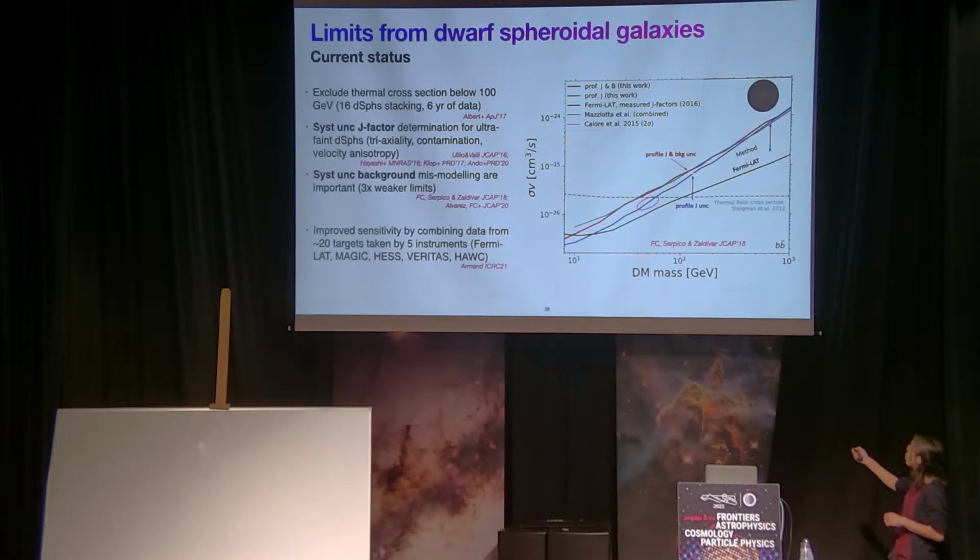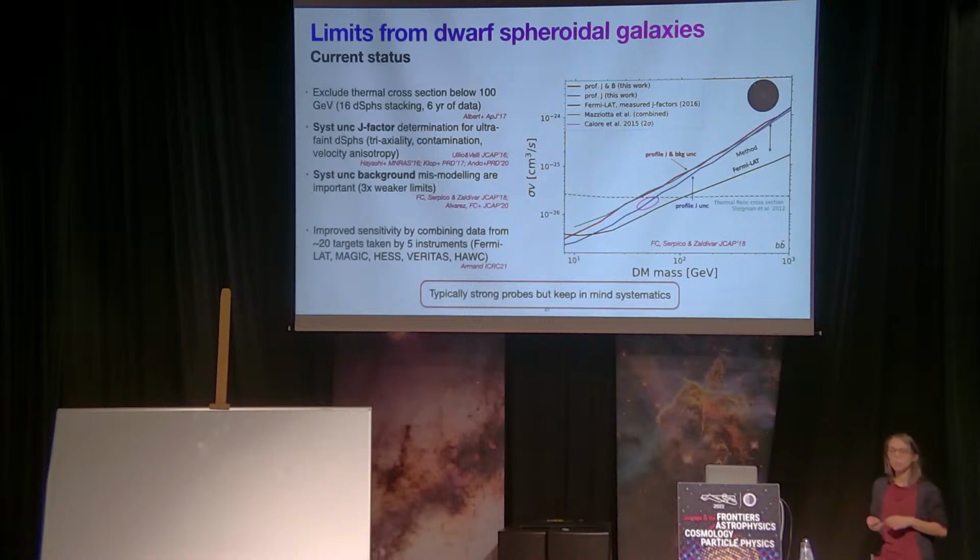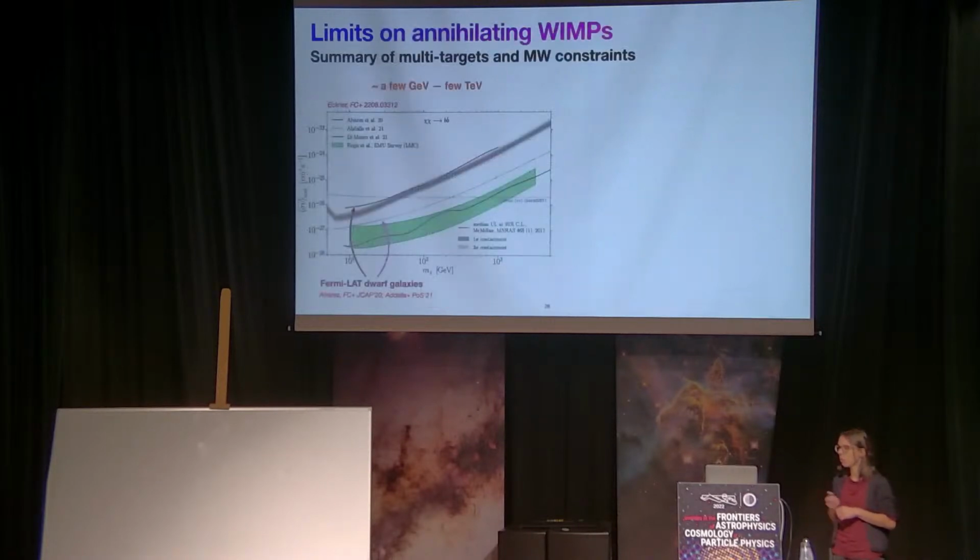In the mass plane, more or less, dwarf spheroidal galaxies can exclude the standard vanilla thermal dark matter model up to 100 GeV. However, there are systematic uncertainties that can weaken the limits by a factor of 2 to 3, depending on the uncertainties on the J factor, which is especially important for ultrafaint dwarfs, but also the modeling of the background from the galactic diffuse emission. Typically, dwarfs are sold as the most robust targets for constraining dark matter, and what I want to caveat is that yes, but there are systematics that you always have to take into account.